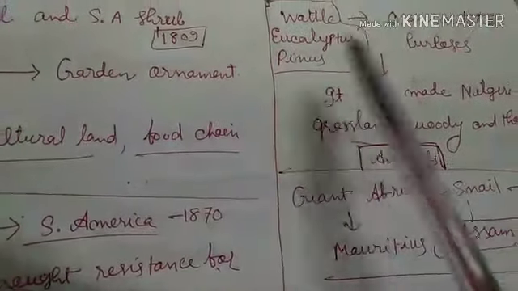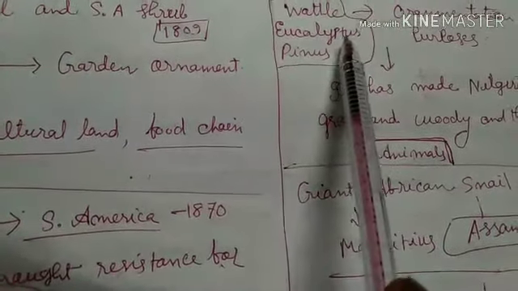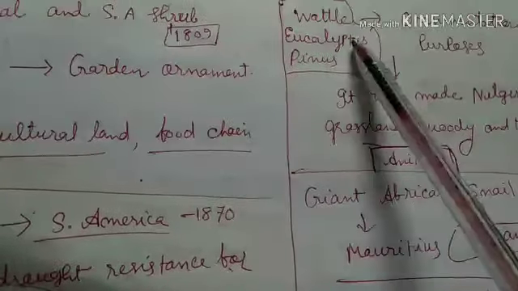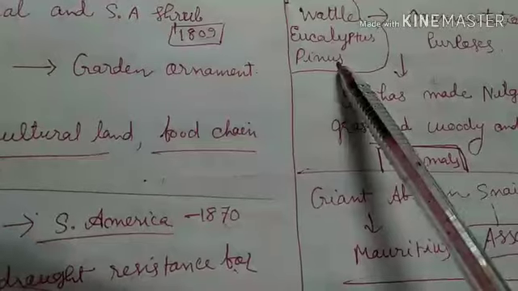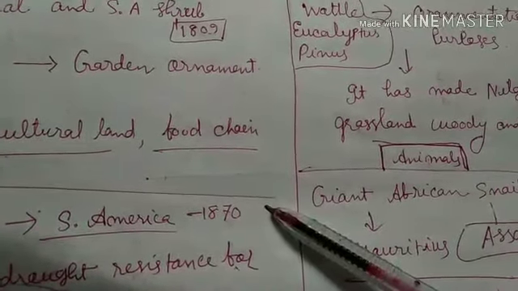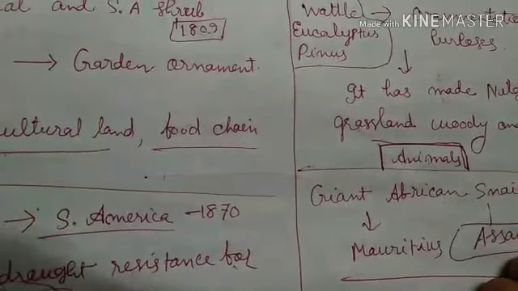Then coming to another kind of invasive plants: wattle, eucalyptus, pinus, etc. These are some kinds of trees, actually plants, which bear Ayurvedic qualities as well as some economic values also.